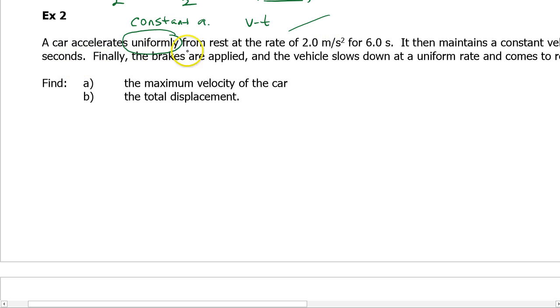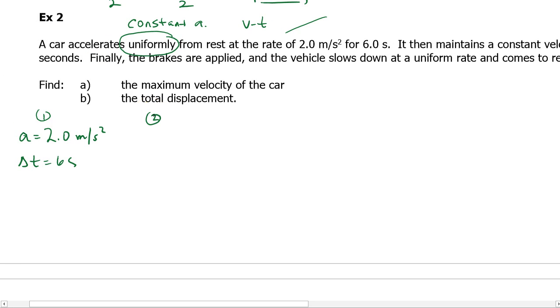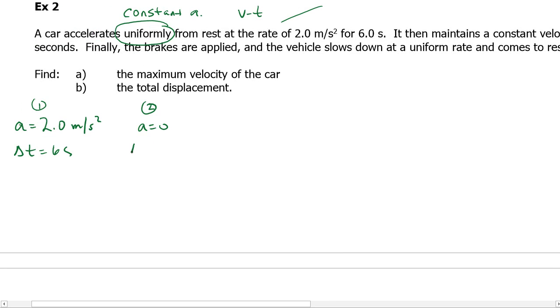A car accelerates uniformly from rest at the rate of 2 meters per second squared for 6 seconds. So I'll just keep track here. My acceleration is 2.0 meters per second squared, and how much time goes by is 6 seconds. Okay, so that's part number 1. And then it maintains a constant velocity. So, segment number 2, it goes at a constant velocity. So I could even say A equals 0 for a little while, constant velocity, for 30 seconds. So this is like delta T1, and then delta T2 is 30 seconds.